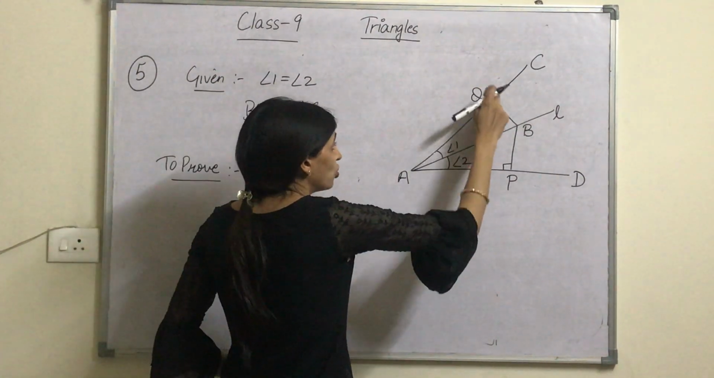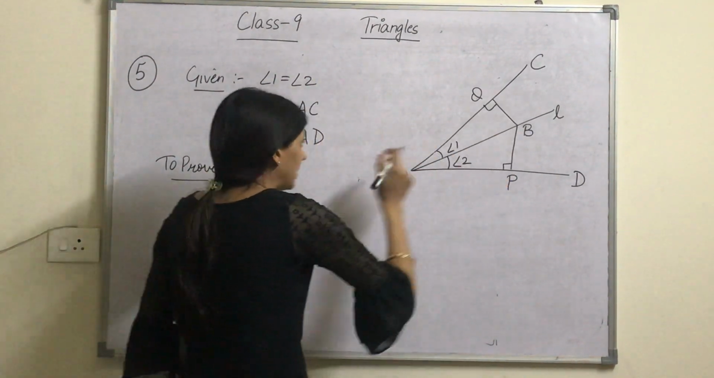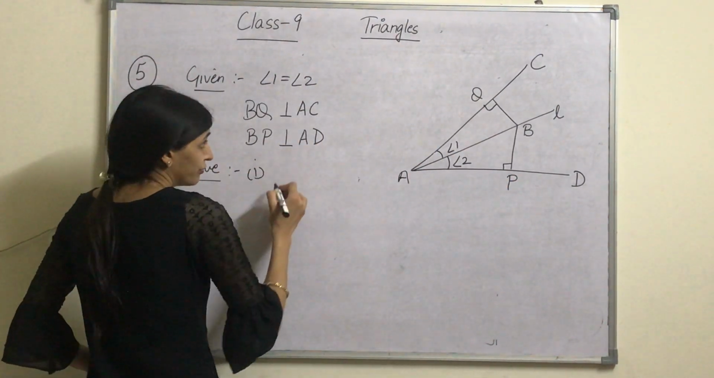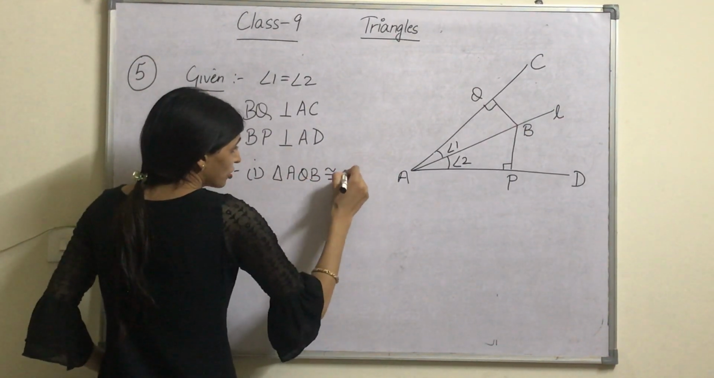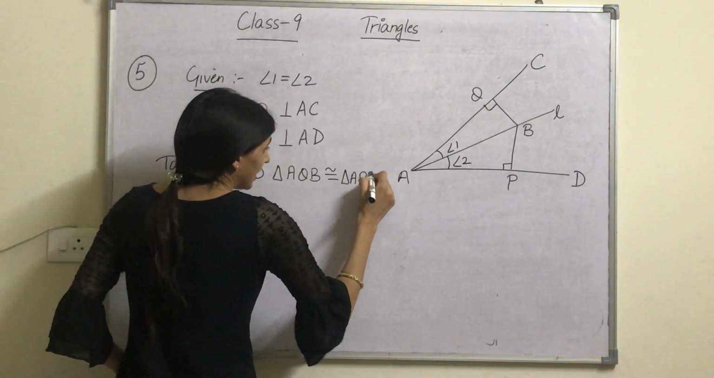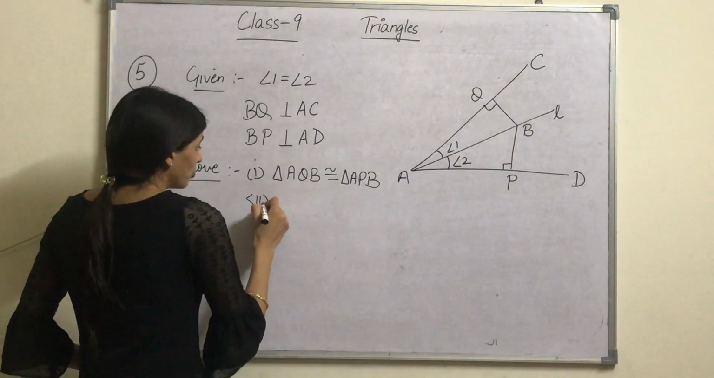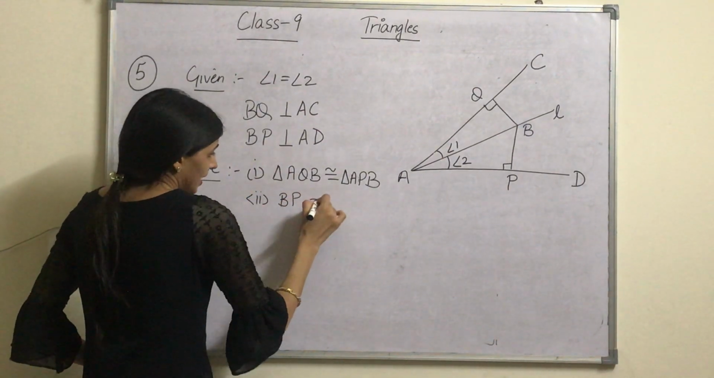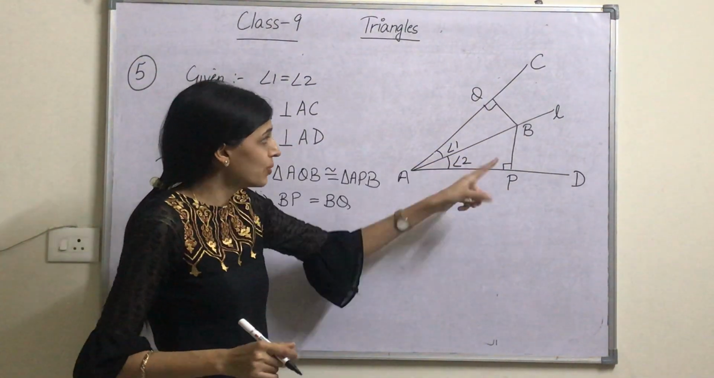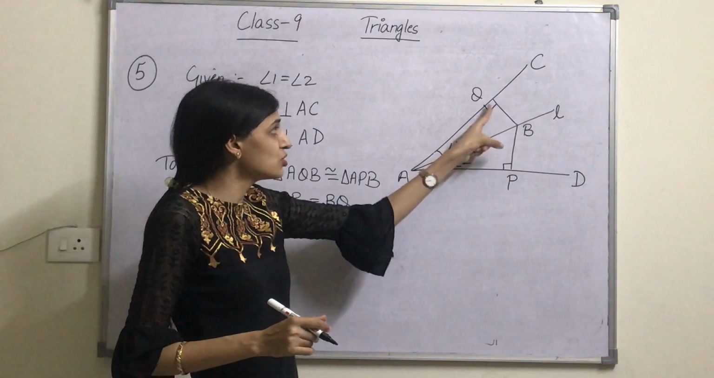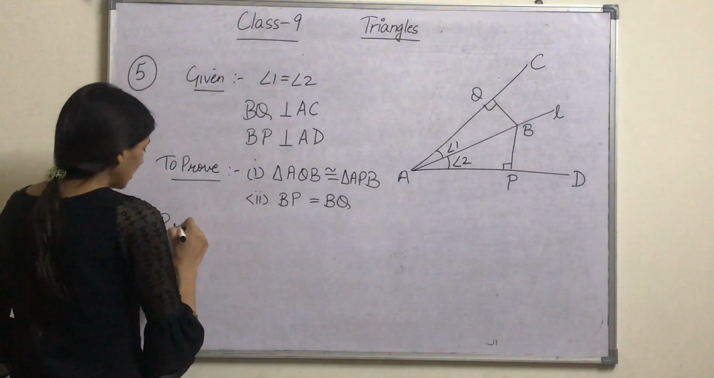triangle AQB congruent to triangle APB. First thing we have to prove is triangle AQB is congruent to triangle APB. The second thing we have to prove is BP equals to BQ. These both triangles are congruent and this BP is equals to BQ. This we have to prove. So let's start with the proof.